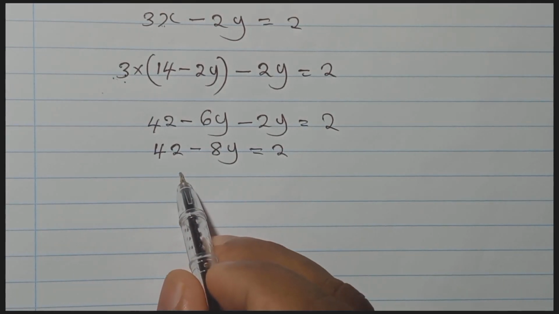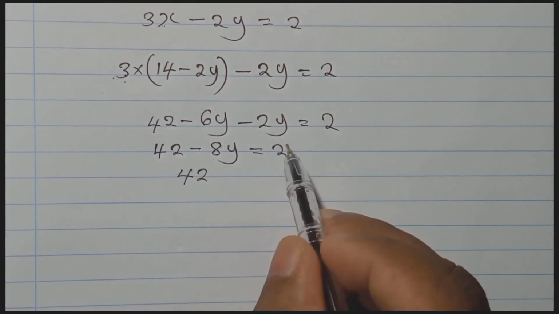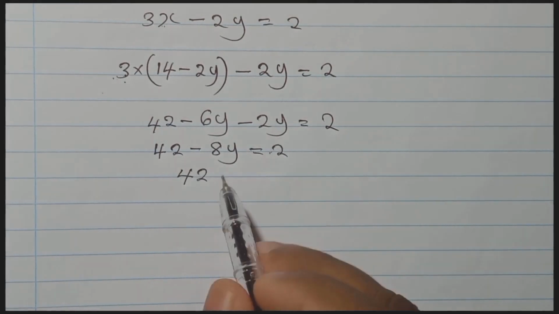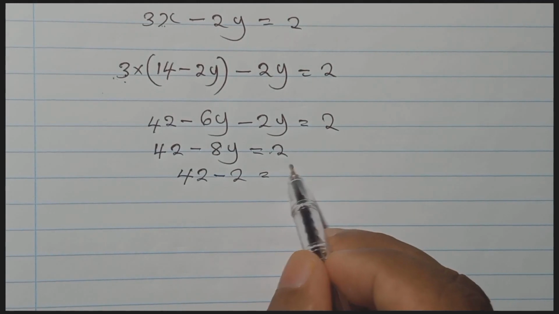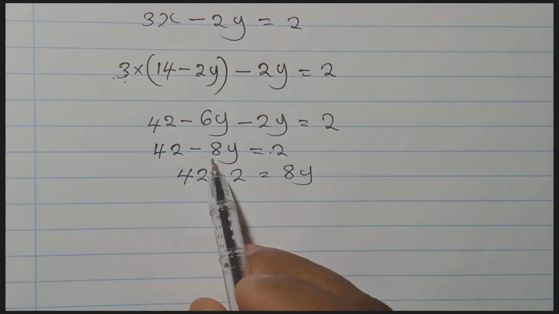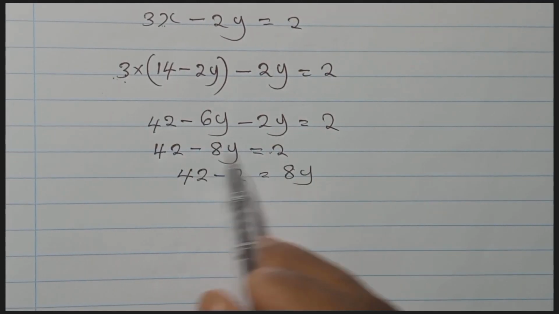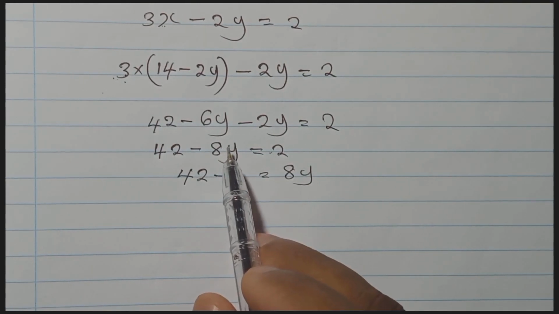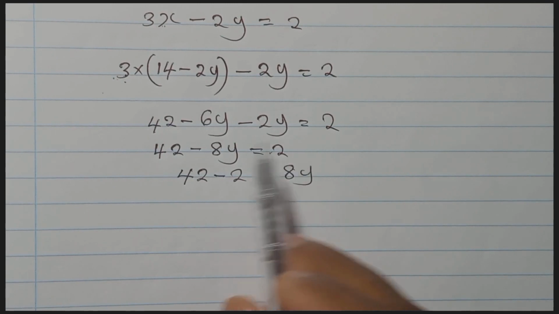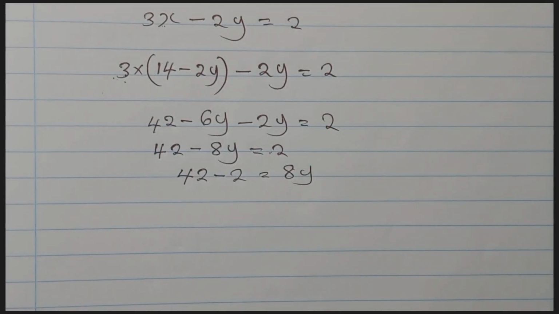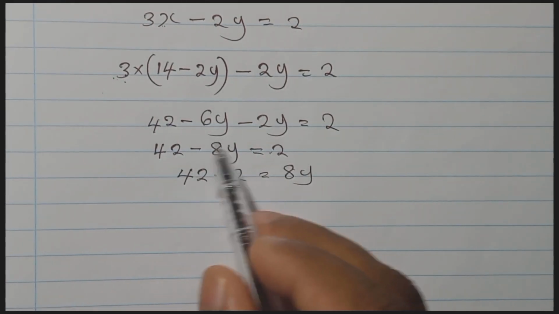So next step will be like this: 42, this plus 2 when I bring to here, it will be minus 2, and minus 8y bring to here, then plus 8y. But without bringing this minus 8y to this side, you can do this. This is a trick. Otherwise you need to bring 42 to here, then you will have minus answer divided by minus 8 like that. But this is kind of a trick.